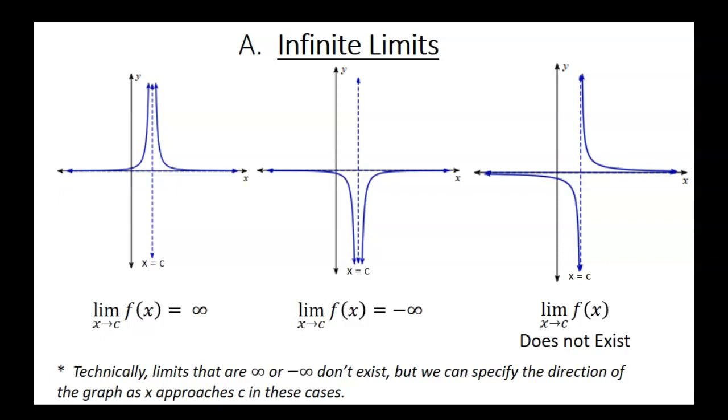We've talked about this quite a few times, infinite limits. As x approaches c, this is infinity because it's coming at infinity from both sides, right? The limit of f of x as x approaches c here is negative infinity because it's going down to negative infinity on both sides. And whenever it's approaching positive infinity on one side and negative infinity on the other, it doesn't exist. Those are infinite limits. Okay?